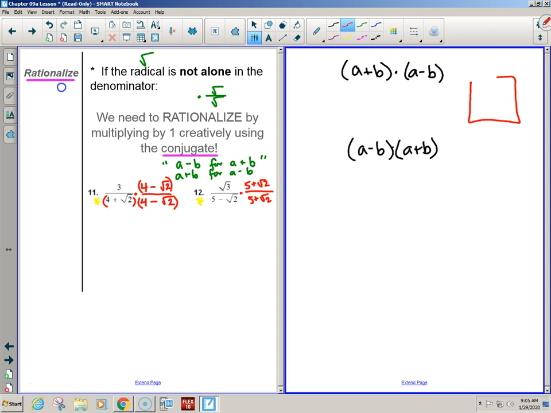Yeah, we could put it in a box. Some of you also do the arrows. My question is, does anything special happen? We have A, B, A, B. We have a plus and we have a minus. Okay, so A squared minus AB plus AB minus B squared. Oh, wait. What does plus AB and minus AB do when we add them together? They cancel out.